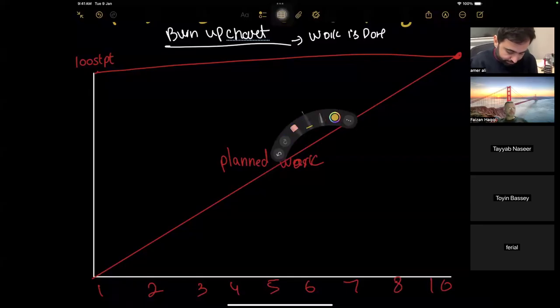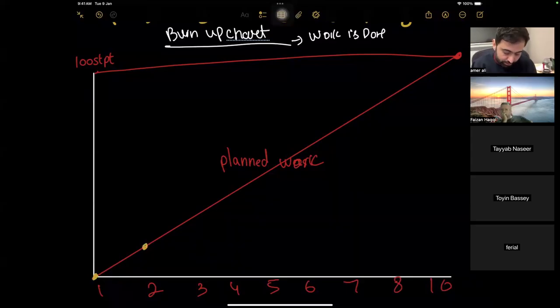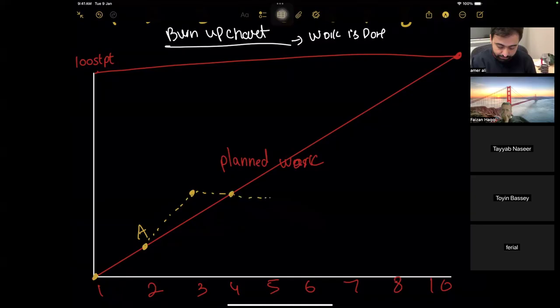On day 1, you are here. On day 2, let's call it A, you are here. On day 3, you are here. On day 4, you're again here. On day 5, you are here. Now you tell me, on point B, are we ahead of schedule or are we behind schedule?